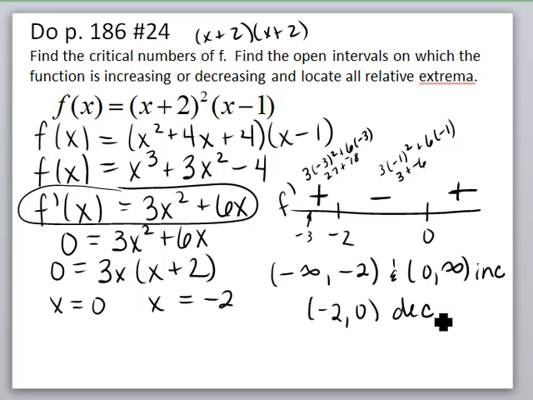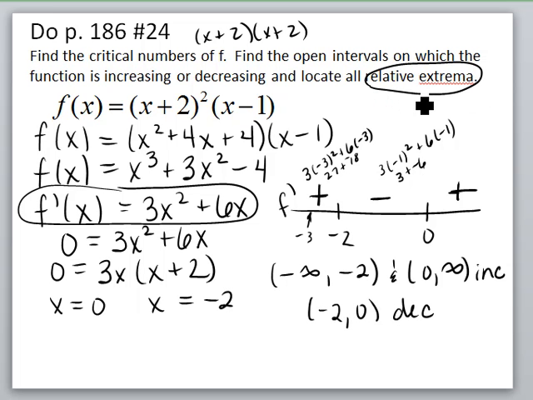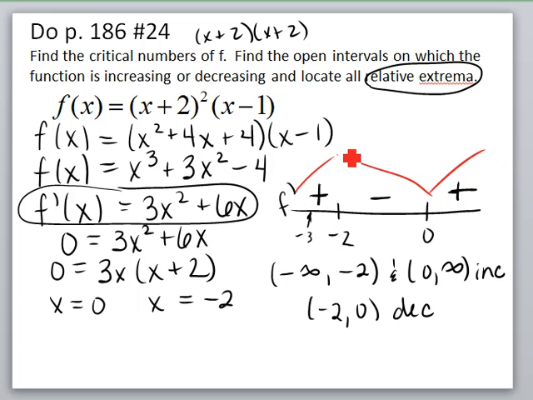Now I'm also supposed to find those relative maxes or mins. What I like to do is just go ahead and pretend that this is partially a function here, and I like to draw in, okay, well, it's increasing, then it's decreasing, then it's increasing. So I know here's a max and here's a min. So I'll go ahead and write that in here, that negative 2 comma something is a max, and 0 comma something else is a minimum.